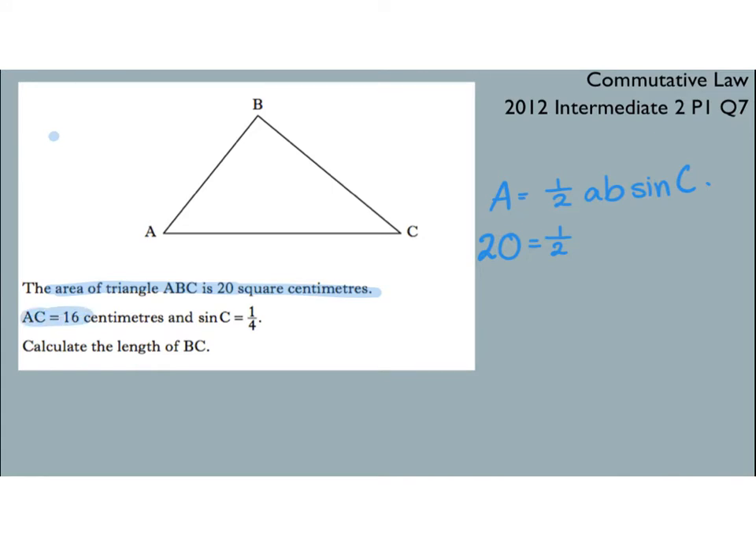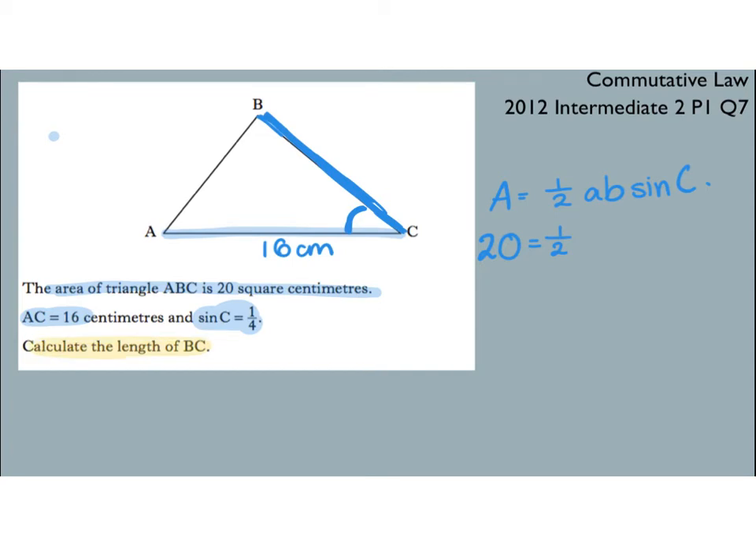AC is 16. That's AC along there, so AC is 16. And it says also that sine of C is a quarter, so we're going to be working with angle C. If we're working with angle C, then really we should know the length of BC, but maybe that's what they're going to ask us to work out. So just look a little bit further down: calculate the length of BC.